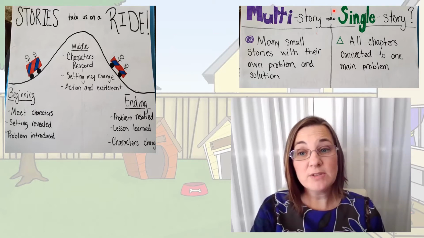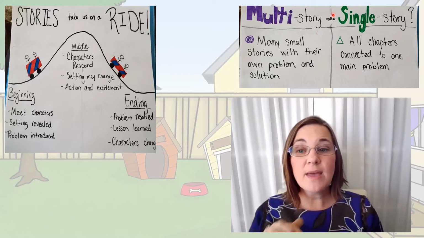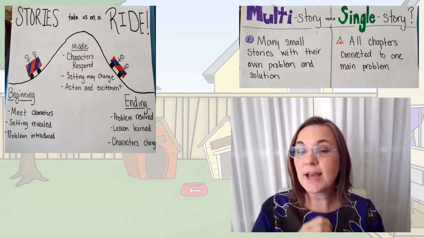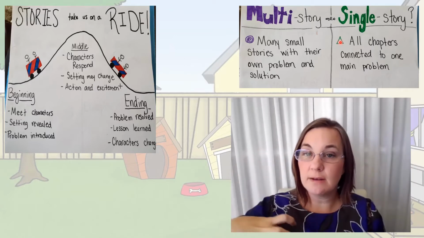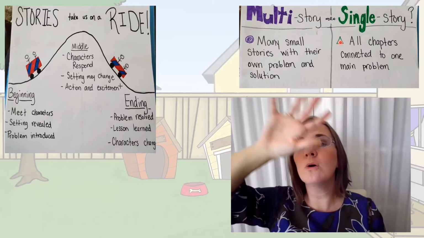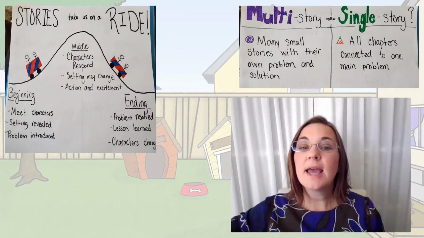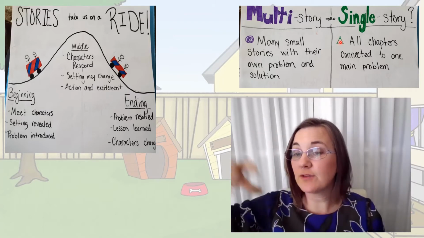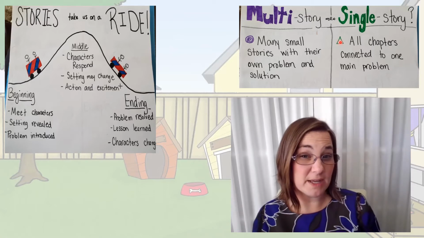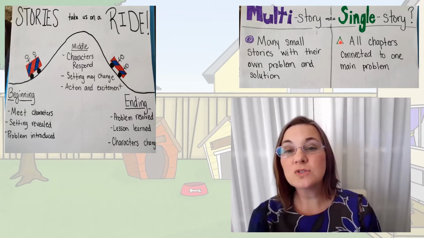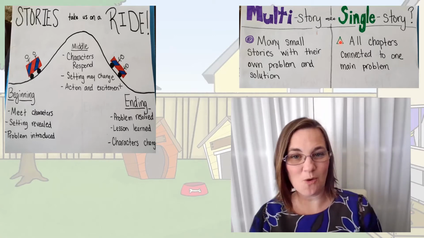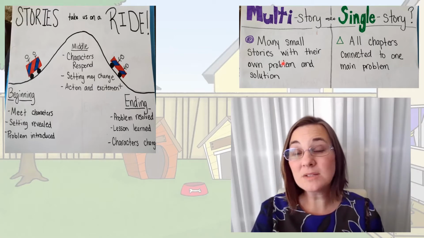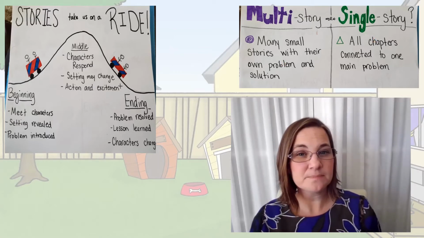Other chapter books have a structure called a single story. That means that all the chapters are connected to one main problem. So each chapter is building on the next part of the story and the next part of the story, and the whole book, from beginning to end, has one big ride. So there aren't many different problems and many different solutions. You couldn't pull a chapter out all by itself and it would make sense. The whole story is one big story mountain. Let's practice looking at some of the books that we've read to decide if they are multi-story or single story.